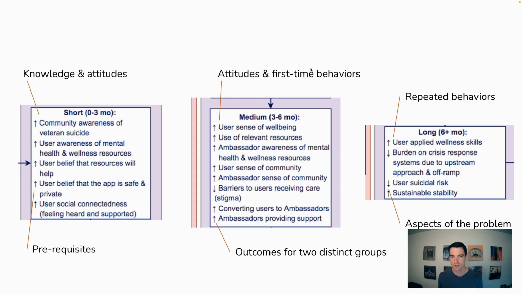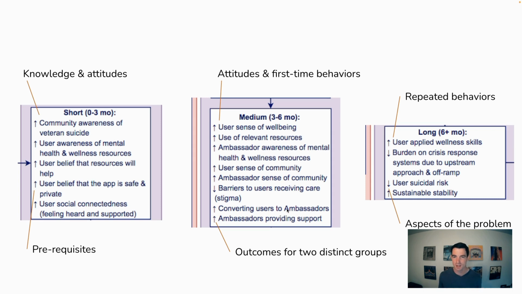In their medium-term outcomes, they've listed things like an increased sense of well-being, use of relevant resources after 3 to 6 months. Their ambassadors, the folks who are connecting with peers, are also aware of more mental health and wellness resources, feeling a greater sense of community, feeling less stigma, and facing fewer barriers to receiving care, for example. Something I would notice in here is that they name outcomes for 2 fairly distinct groups: the folks who are seeking peer support on the app and also the folks who are providing it. So they name outcomes for both.